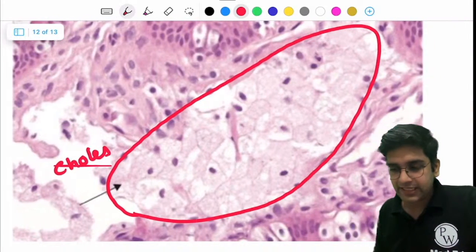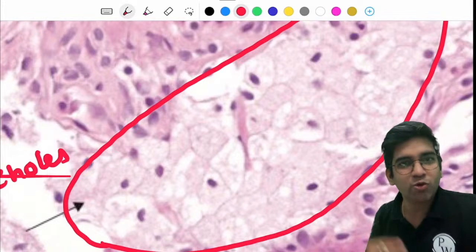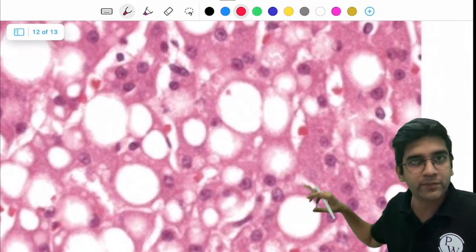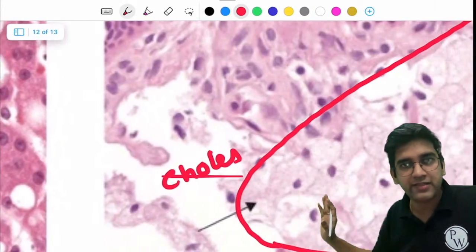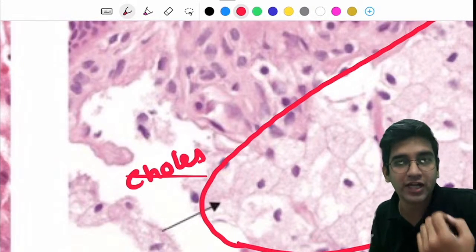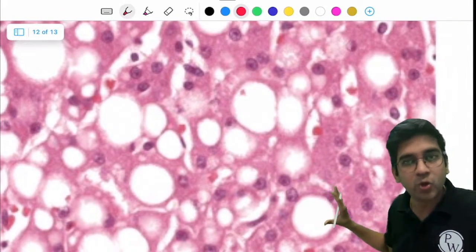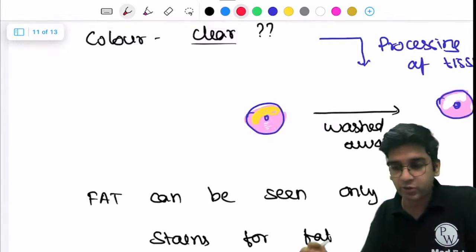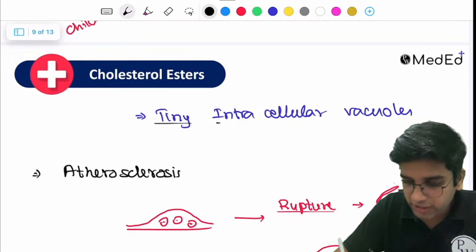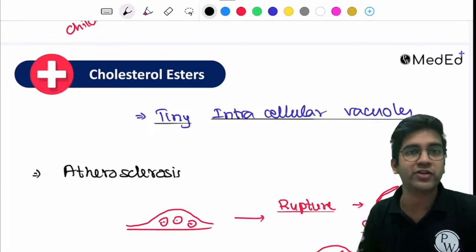So now, can I say that this empty space is more granular? If you look at this, can I say this empty space is completely uniform? It's completely washed away. And here, there's a little bit more granularity. So whenever cholesterol esters or cholesterol accumulate, it will have a very tiny granular appearance. And whenever triglycerides accumulate, it will be a wholesome accumulation, right? That's one tiny microscopic difference, which if it comes in a viva, you should be able to answer. Cholesterol esters always accumulate as tiny intracellular vacuoles. It will not completely replace the cell; tiny vacuoles of accumulation will be there.